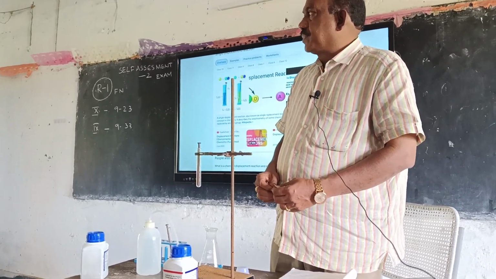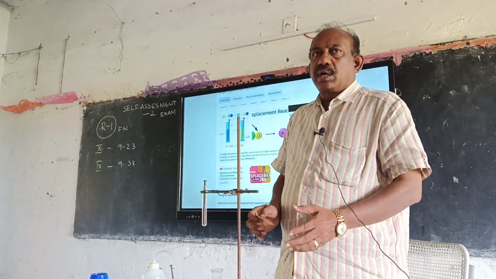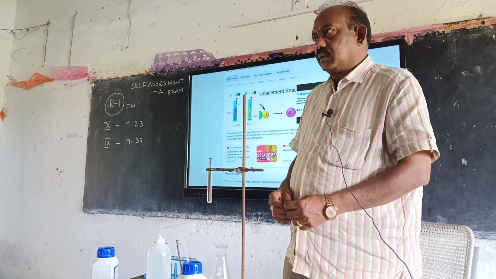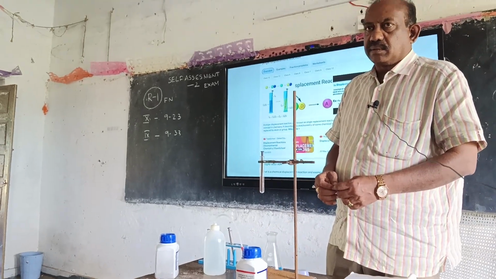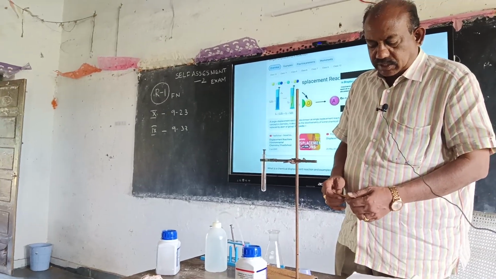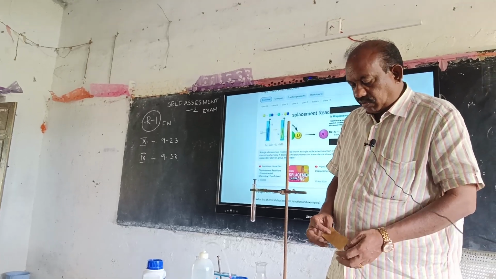As per the reactivity series, both the elements, copper and iron, which one has the highest reactivity? Iron. So here iron displaces the copper from the copper sulfate.